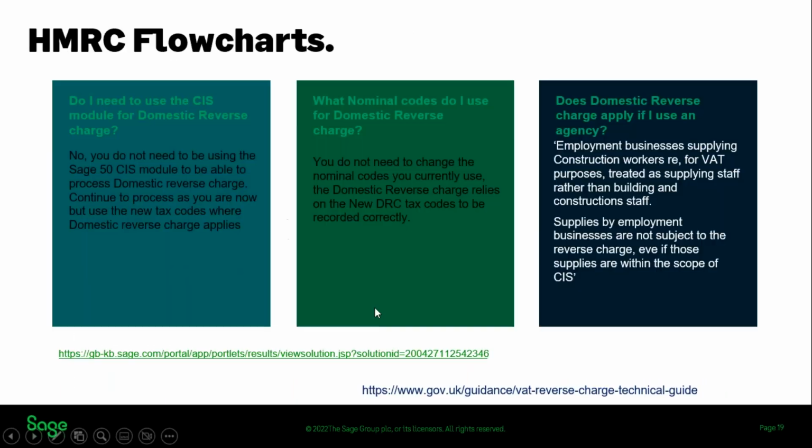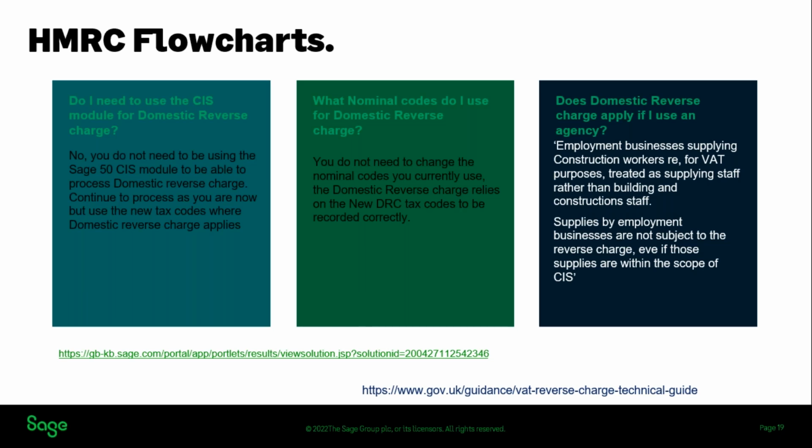The other key question there is, do I need the CIS module for domestic reverse charge? No, you don't need to be using the module. If you are using the module, you can use this in addition to the domestic reverse charge. So you would use the same nominal codes, which gets onto question 2. You'd use the same nominal codes as you would previously. So if you're using the CIS module and you're using the 6000 codes, continue to do so. It's only the tax code that needs to change for domestic reverse charge to apply.